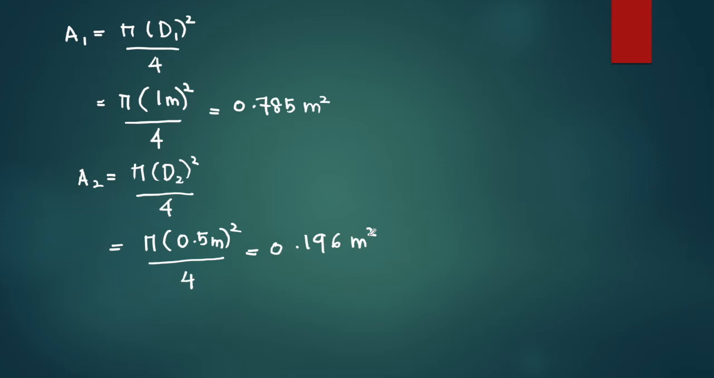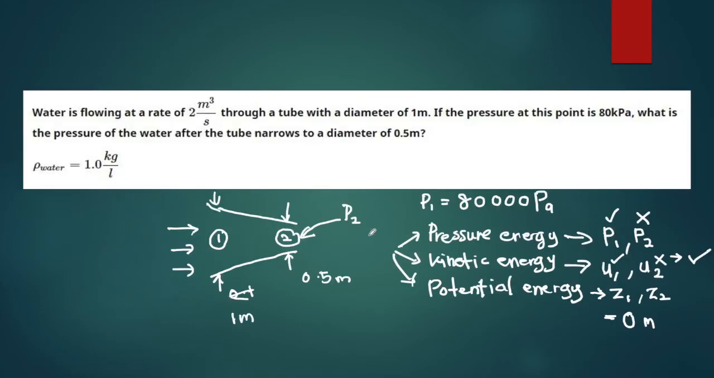So now we already solved these two equations, A1, A2. I'm so sorry, I said that the kinetic energy U1 is already been given. So here 2 meter cube per second is the discharge rate or volumetric flow rate. At point 1, at diameter 1, we have a volumetric flow rate of 2 meter cube per second. Please remember that the volumetric flow rate at 2 is also 2 meter cube per second, but the velocity at 2 is different from the velocity at point 1.